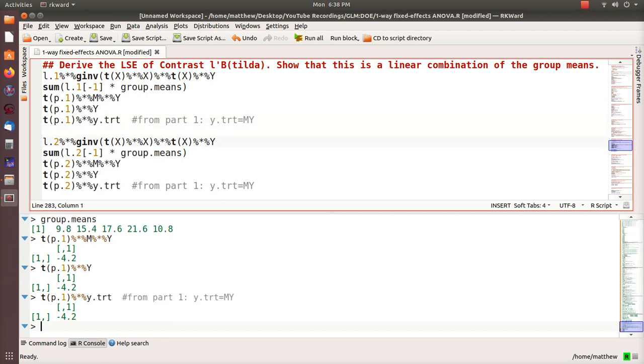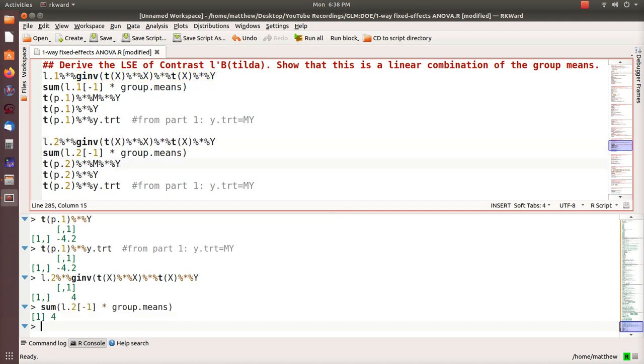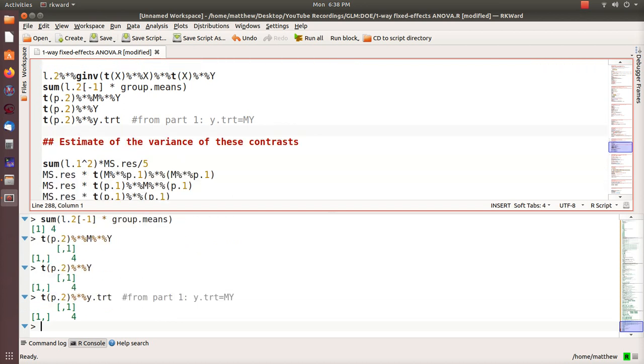Now for L2, we create the least squares estimate for L2 beta, which is L2 times beta tilde, which is this. And then to show that it is that linear combination of the group means, it's 4, so we get it back. And then each of these different specific forms, they all equal 4.